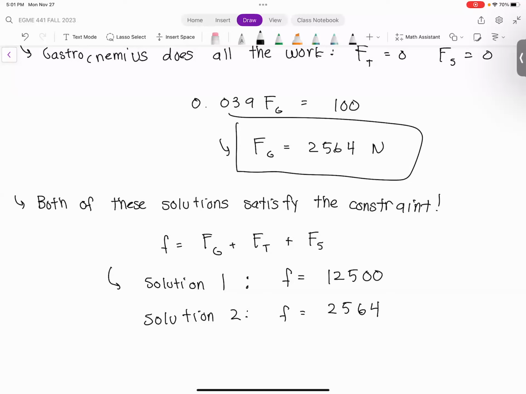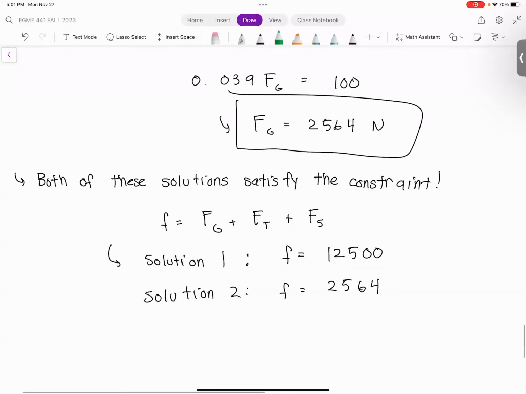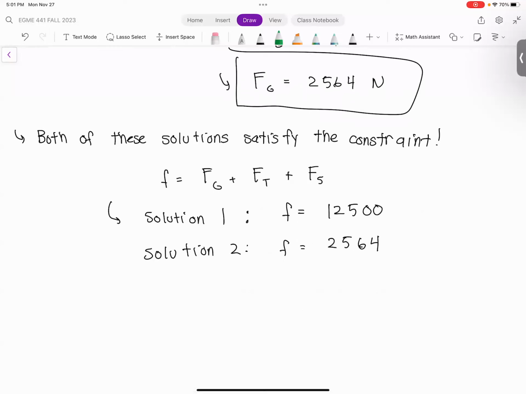And so in this particular case, for this particular objective function, it should be pretty clear which one is more optimal, right? Because we always want to minimize our objective function. And so the solution with the smaller objective value is solution 2. So solution 2 is going to be more optimal. Okay.